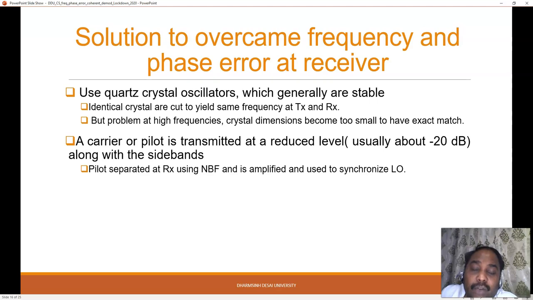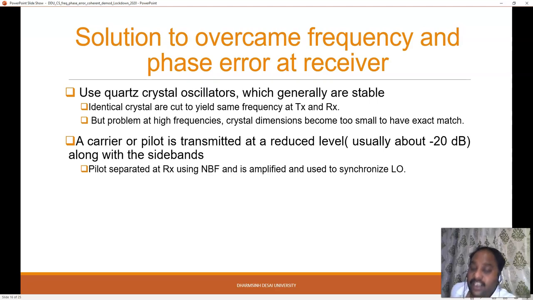At the receiver side, you use a narrowband filter centered at the carrier frequency, so that you can separate the pilot, amplify it, and use that pilot signal to synchronize your local oscillator. Fine, so that is possible. Now this you can use for SSB-SC as well as DSB-SC if you want.